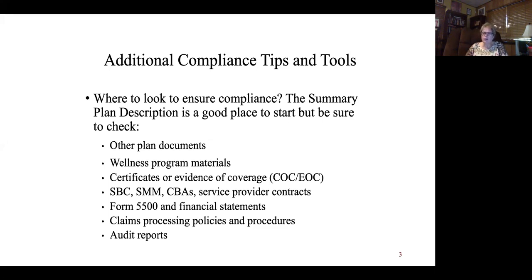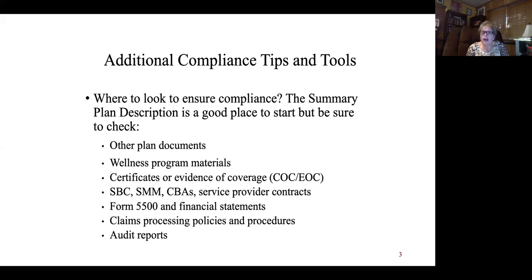So a summary plan description and the plan rules cannot be statutorily inconsistent with ERISA. But to the extent that ERISA or a law that amends ERISA, such as the Affordable Care Act or the Mental Health Parity and Addiction Equity Act and a whole slew of other laws, the plan is free to handle things as it sees fit, so long as it treats people the same. So make sure your summary plan description and your plan rules are not inconsistent with ERISA.